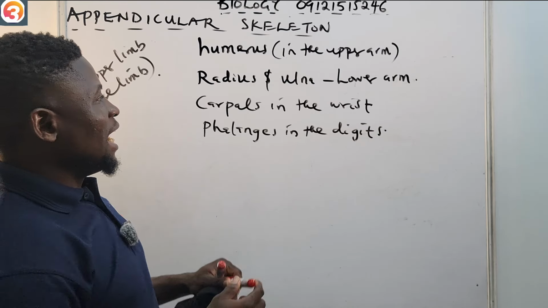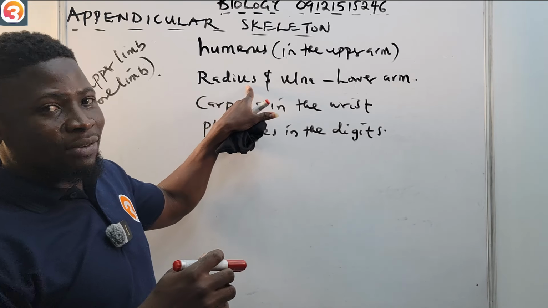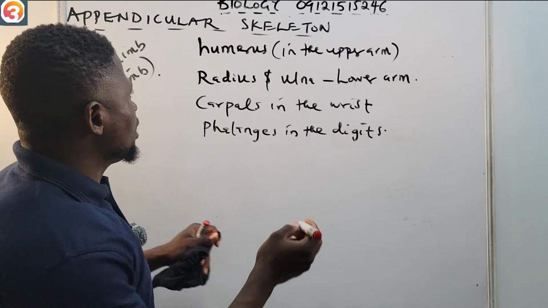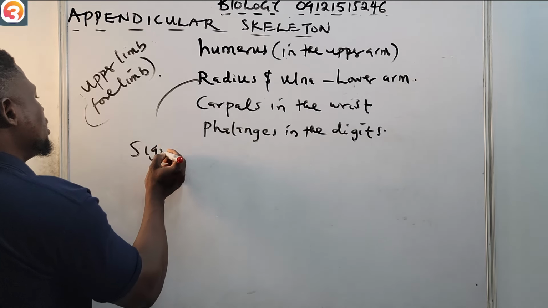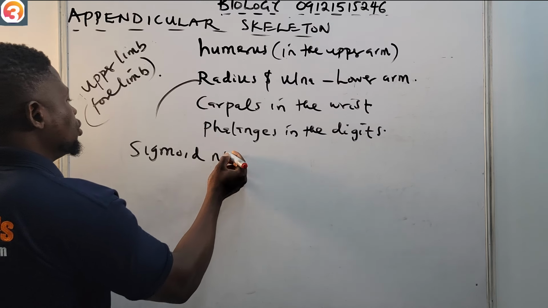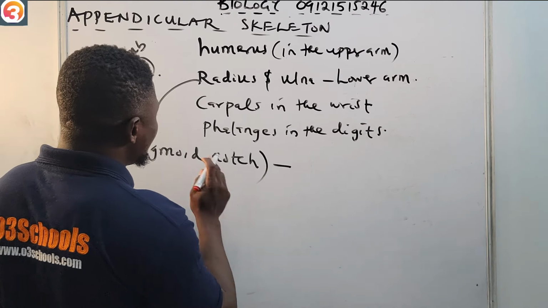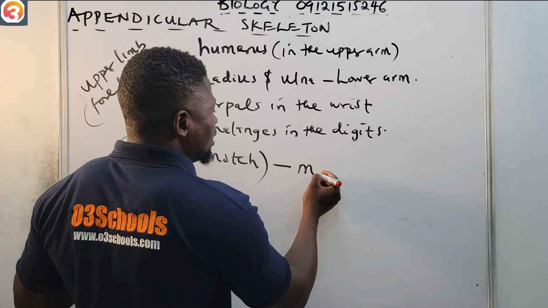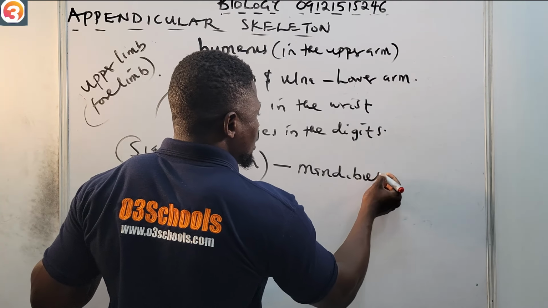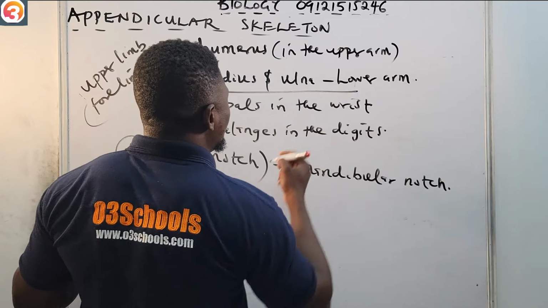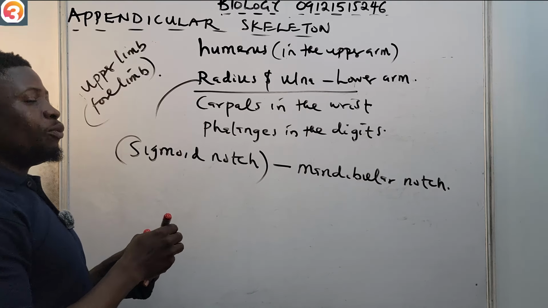Now, the radius and the ulna that you are seeing here form what is called the sigmoid notch. This sigmoid notch is also called the mandibular notch. The radius and ulna in the lower arm form the sigmoid notch, also called the mandibular notch.